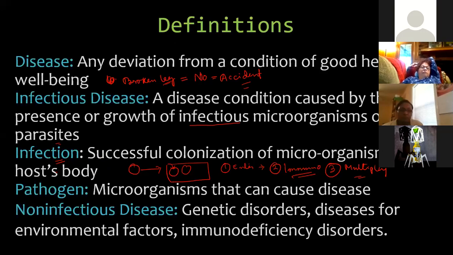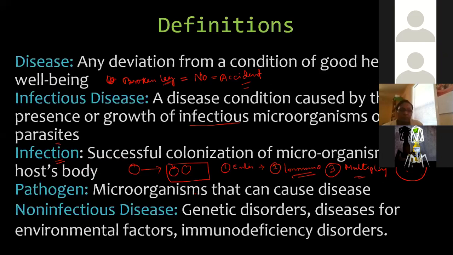That's the infection. So when you say, I have an infection inside my body, that means you have a colony of microorganisms inside your body. It's not just 3 or 4 cells, or maybe 300 cells that entered your body. If they cannot make a colony, then they cannot establish infection inside your body. They have to have a colony inside your body, and that makes the infection.